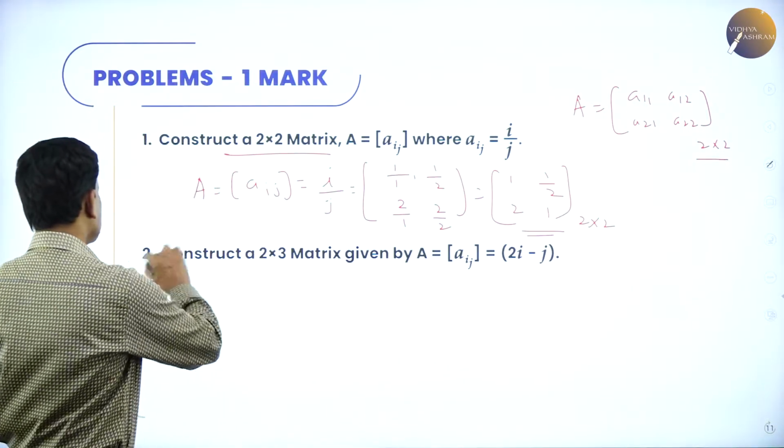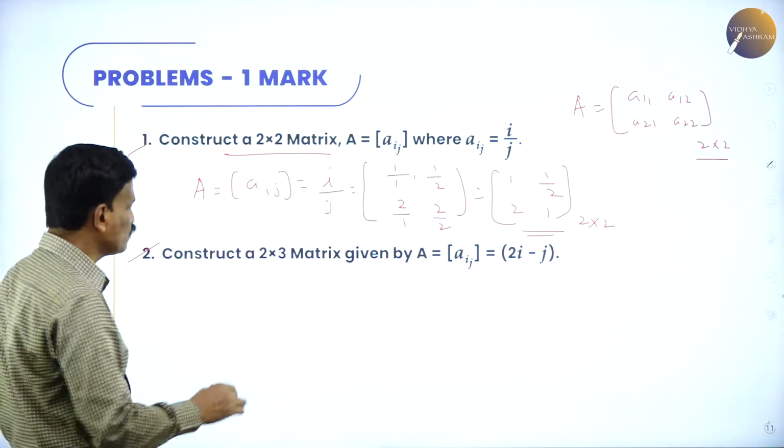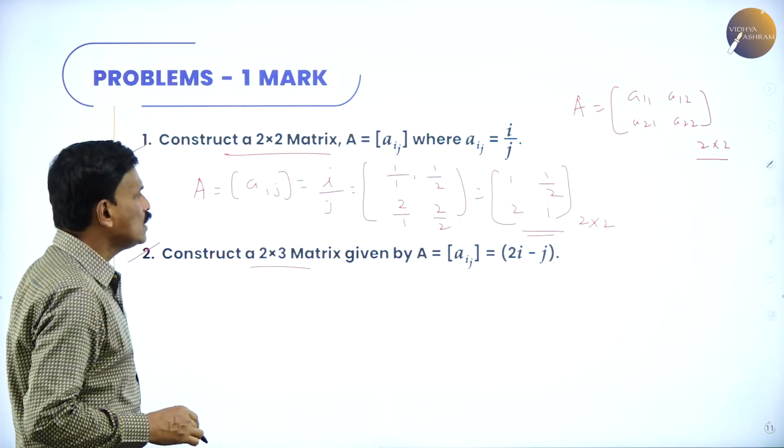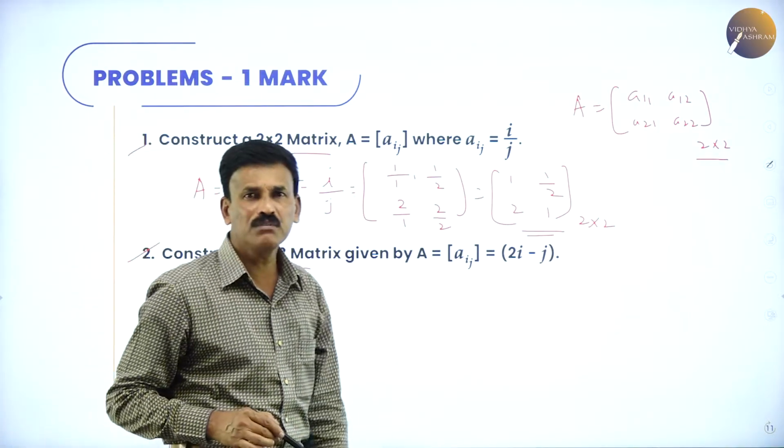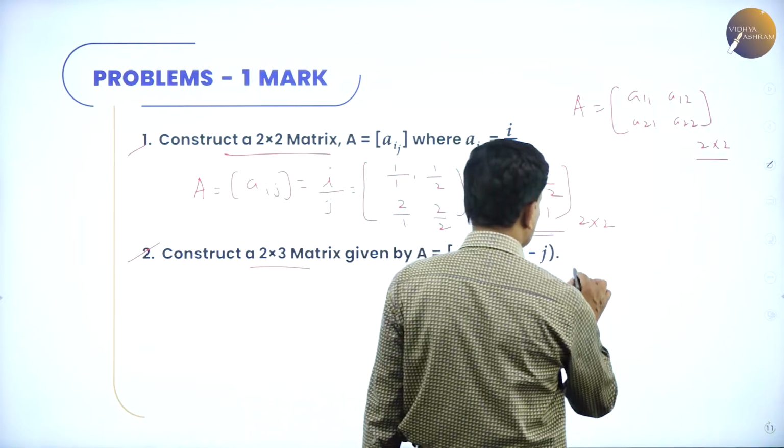Now let us come to the second problem. What is the second problem? 2 rows 3 column given by Aij is equal to 2i minus j. Now let us write first 2 rows 3 column.